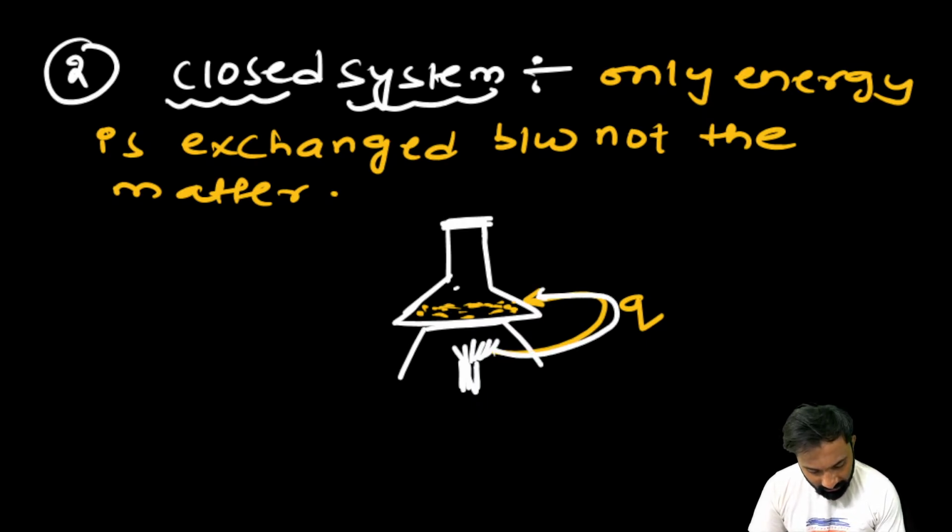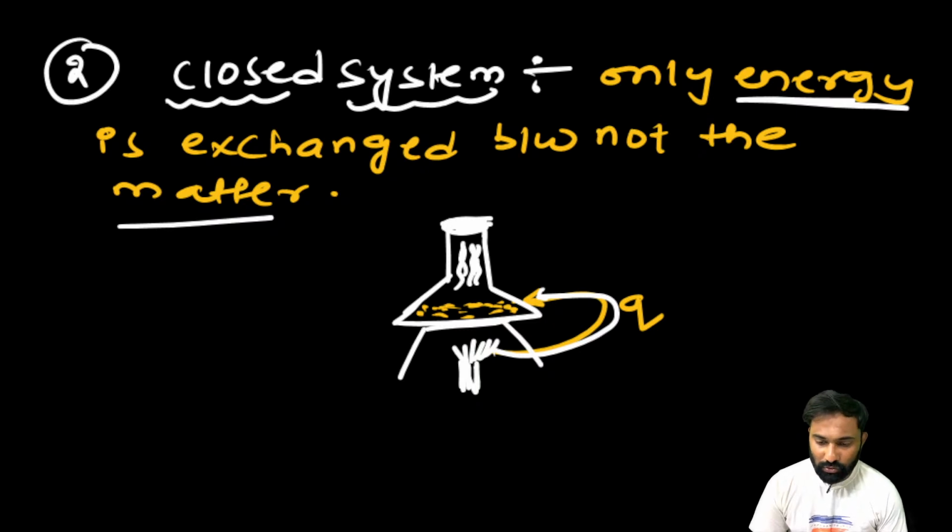After getting the heat, again it will be converted into the gas, but it does not have a chance to escape from the system. Why? This is closed, right? That's the reason it does not have a chance to exchange. Only the energy can be exchanged, but not the matter. It's known as a closed system.